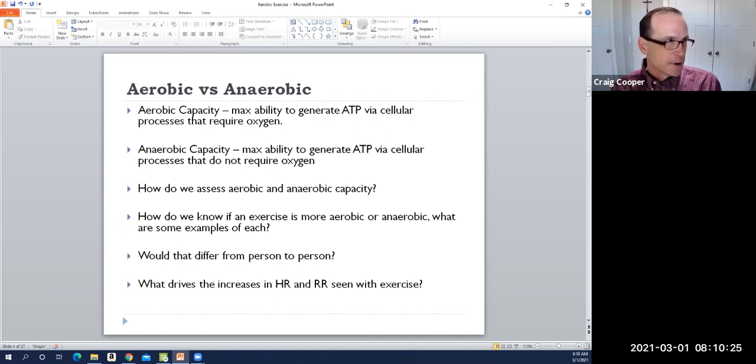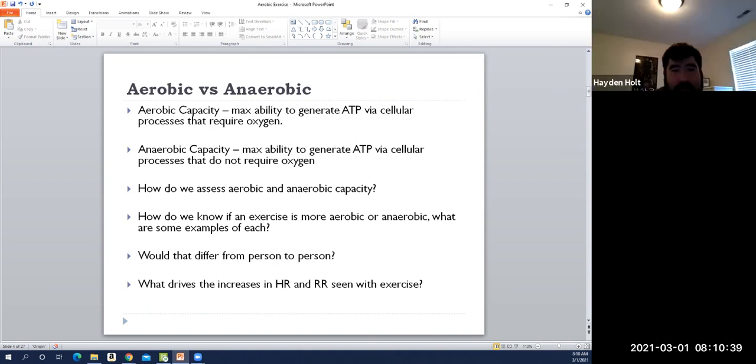What else might happen in the tissues? Besides just having the mitochondria, what other changes will we need to see if we're trying to improve the ability to generate ATP using oxygen? I might be wrong. Would it be an increase of potassium?